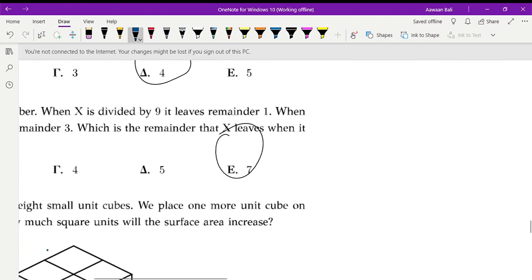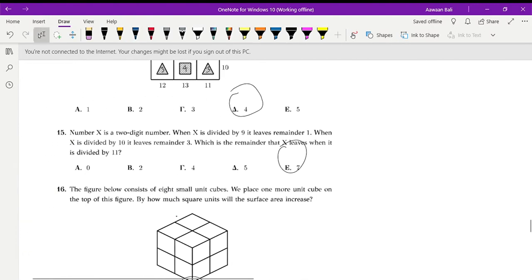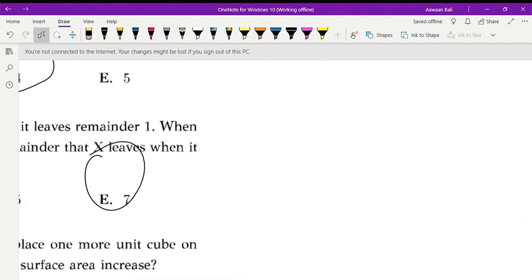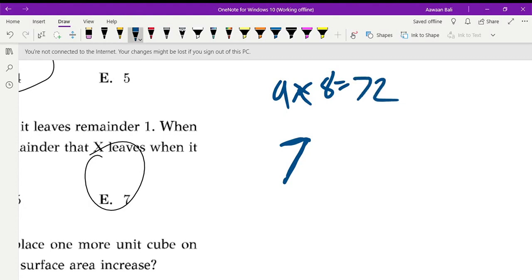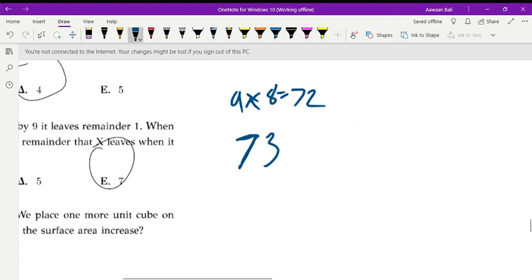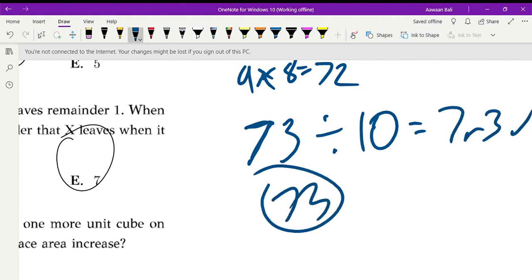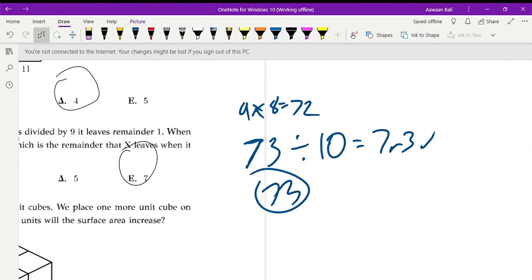Now it says when x is divided by 10, it leaves remainder 3. So which number ends with a 3? You don't have to do the whole long thing. If you know that 9 times 8 is 72, which is easy to remember knowing the times table, 72 plus 1 is 73. When you do 73 divided by 10, you get 7 remainder 3. It makes sense. So we can say 73 is our number x.